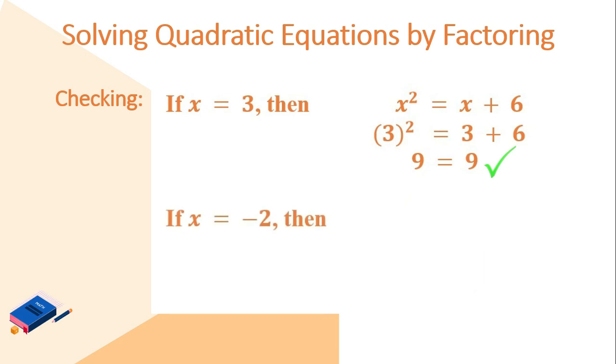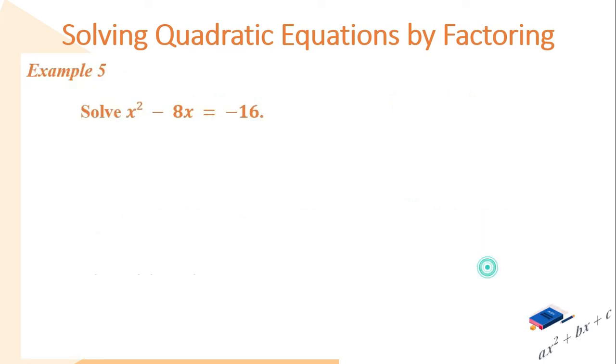Now we take x is equal to negative 2. Then, when we substitute the value of x, which is equal to negative 2, that means negative 2 squared is equal to negative 2 plus 6, and that gives us positive 4. Negative 2 plus 6 gives us 4. And so again, our equation is balanced.